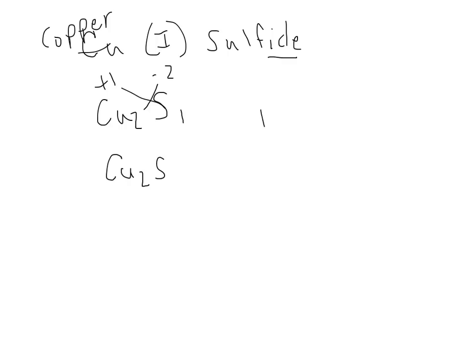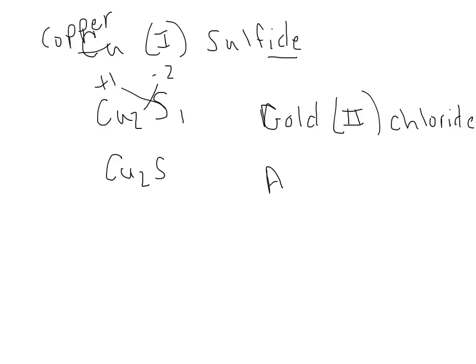Let's try gold 2 chloride. Okay, so gold would be Au. Roman numeral 2 tells it's a +2. Chloride is Cl, gives us a charge of -1. We're going to switch them, 1 and 2. So AuCl2. All right, that tells us how to write formulas and how to name transitional metals that need polyatomic ions.